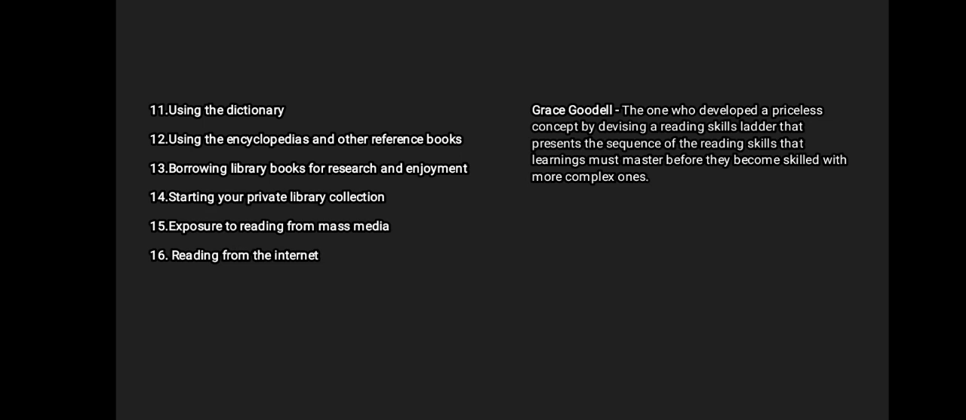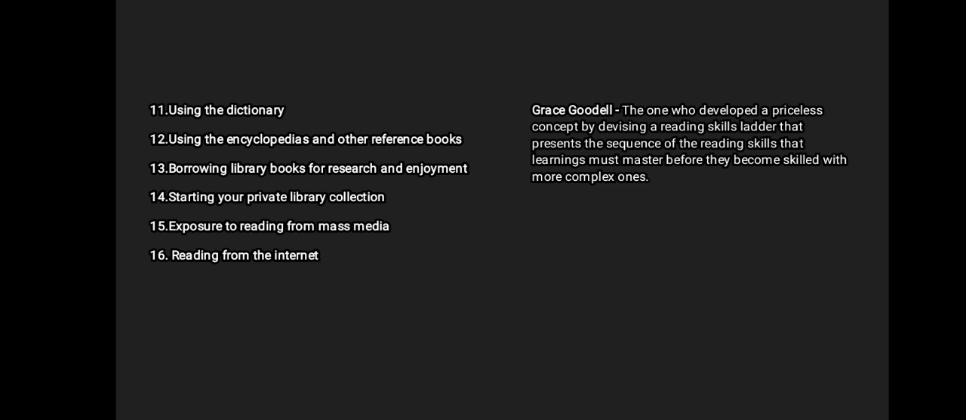Number 13. Borrowing library books for research and enjoyment. It's the traditional way to get information for research as well as for enjoyment. Nowadays, you can find a lot of information on the internet, but there is still a lot of information in books that is not available on the internet, at least not legally and for free. Such books can be found in libraries.